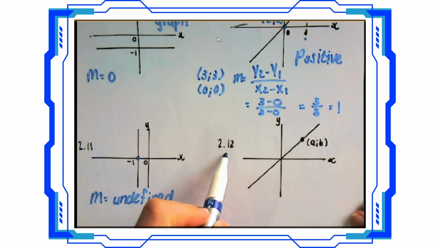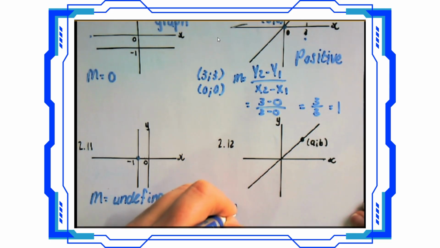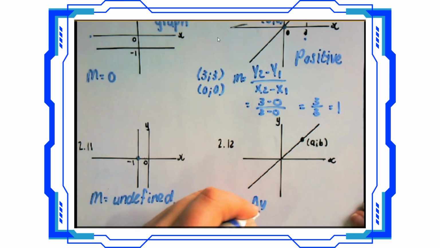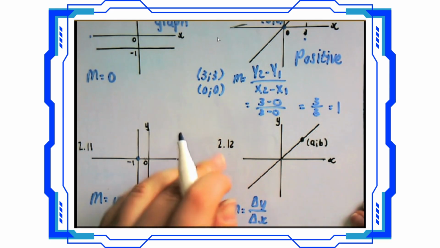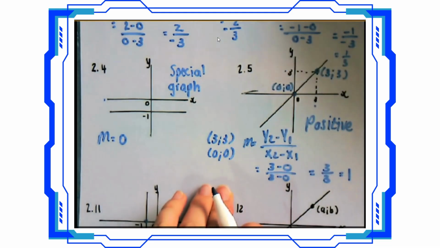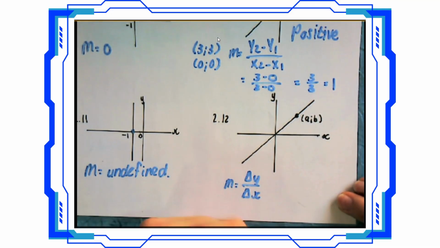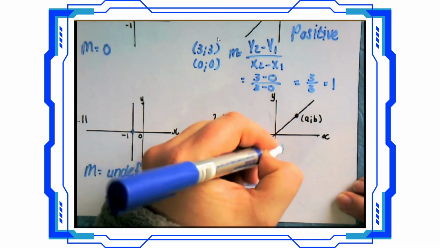Okay. Then, 2.12. So, now I don't have 2 points. So, I'm going to have to follow the short method. So, m is the sum of y over the sum of x. If you did the short method for all of these and you still got the same answer as me, that is fine. Okay, but 2.12, is my line increasing or decreasing? It is increasing, so it's positive.